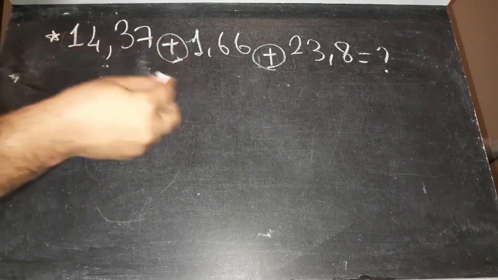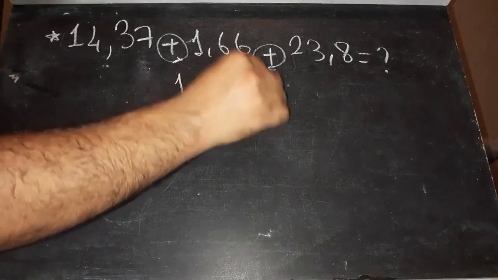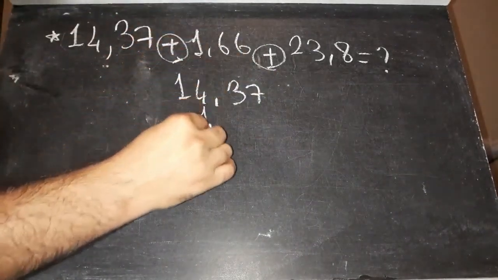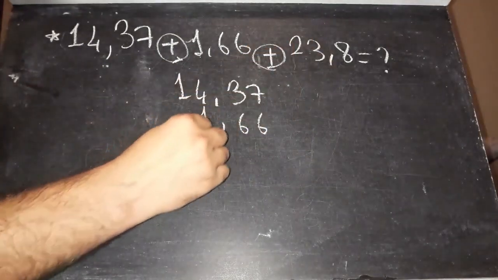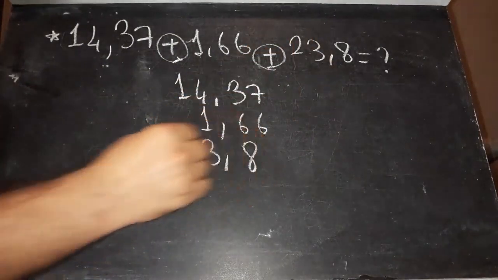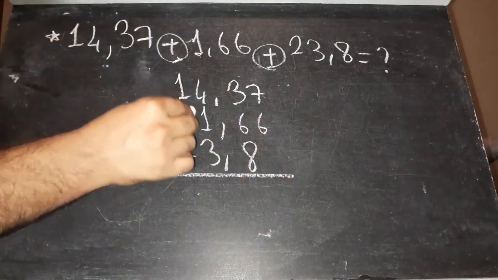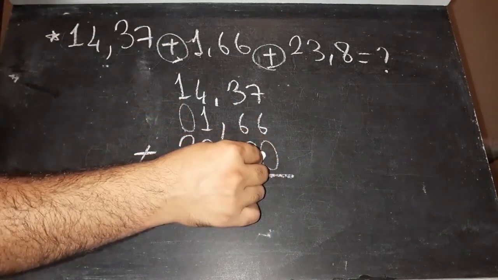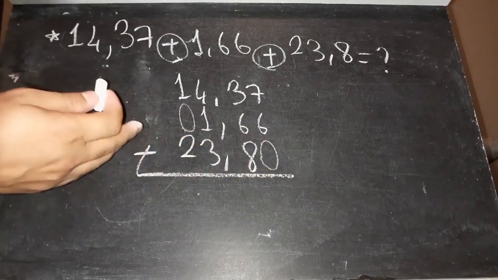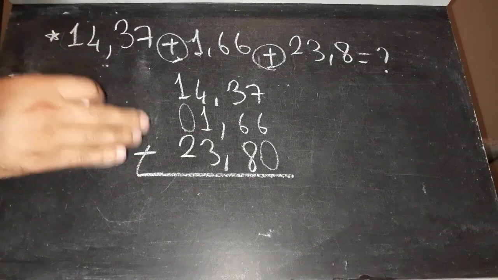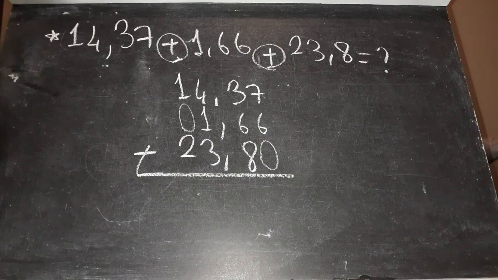Okay, so write under the same place value 14,37, 1,66, 23,8. Add to each other. Write zeros instead of empty places. There is an empty place there, 0. There is an empty place there, 0. For this question, it is not very important, but for some questions, if you don't put those zeros, you can't solve the question. Okay, so now let's continue.